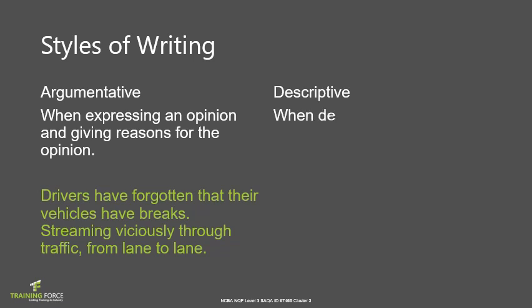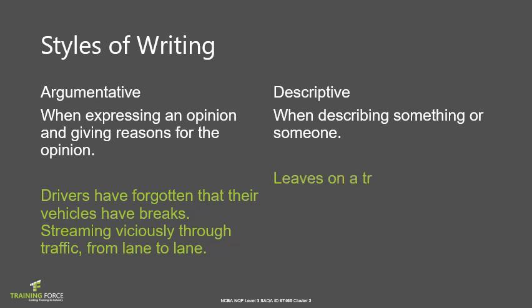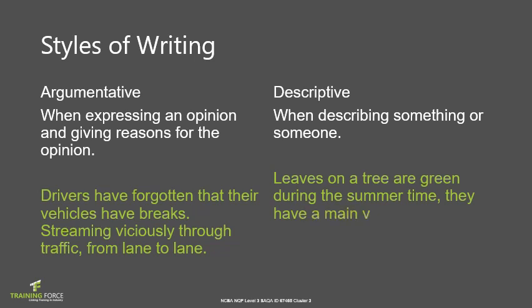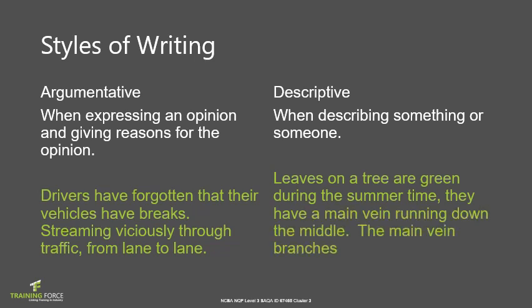If we look at descriptive, when we're writing descriptively, we're describing something or someone. Leaves on a tree are green during the summertime. They have a main vein running down the middle. The main vein branches to smaller veins to the sides. That would mean I'm actually describing exactly what I'm seeing.